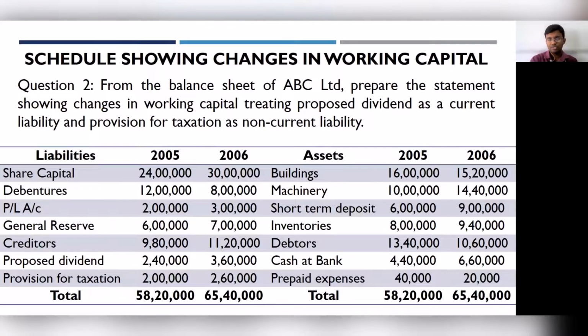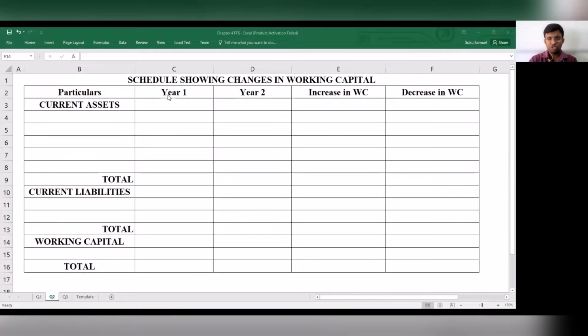Let's go about with the preparation of the schedule showing changes in working capital. I've got the format of the schedule ready over here. Let's populate it one by one. Year 1 is 2005. Year 2 is 2006. What are our current assets? We have short-term deposit. What do you mean by short-term deposit? It is a deposit that you would be opening for a short period of time. It could be 1 month, it could be 2 months, but this is always treated as a current asset.